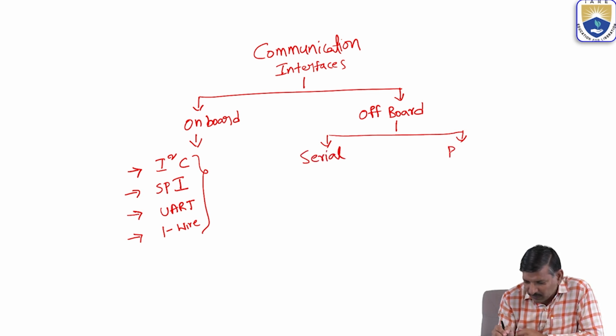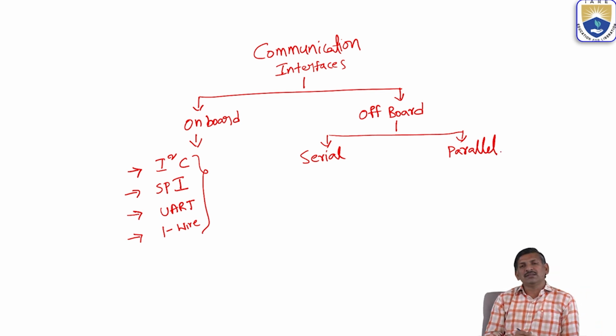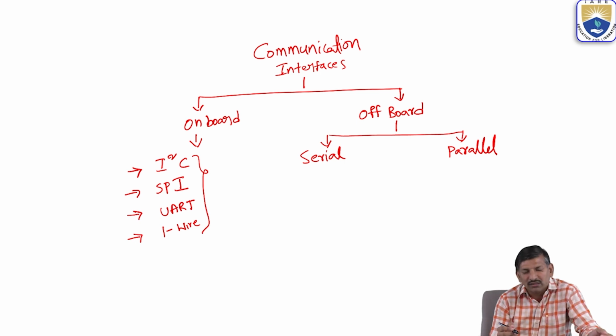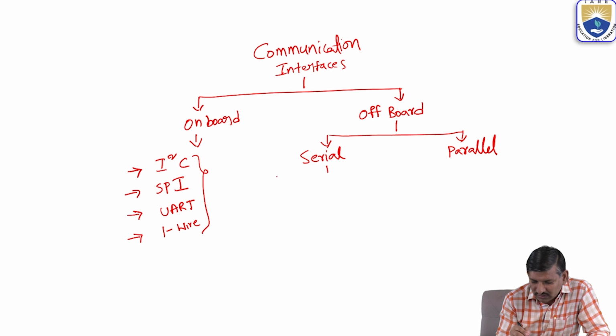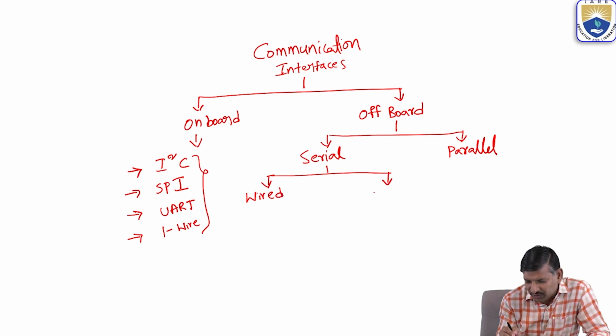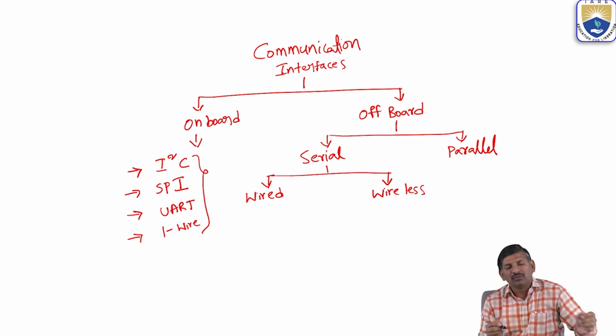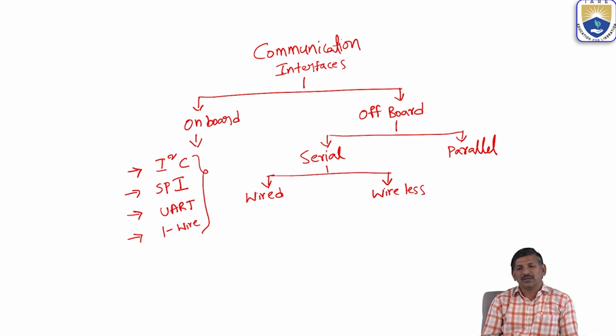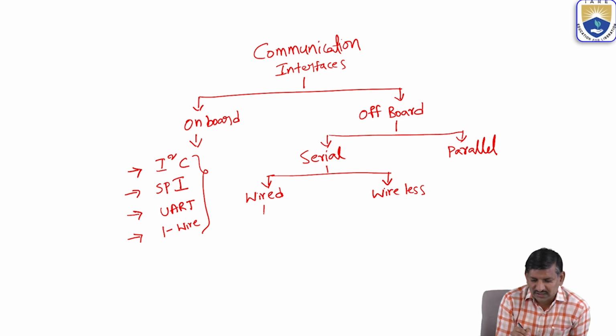Serial, parallel. Serial communication means the device transmits one bit at a time. Again, in that, these serial communication peripherals are classified into wired communication and wireless communication. In wired communication, through a wire we are sharing the information.